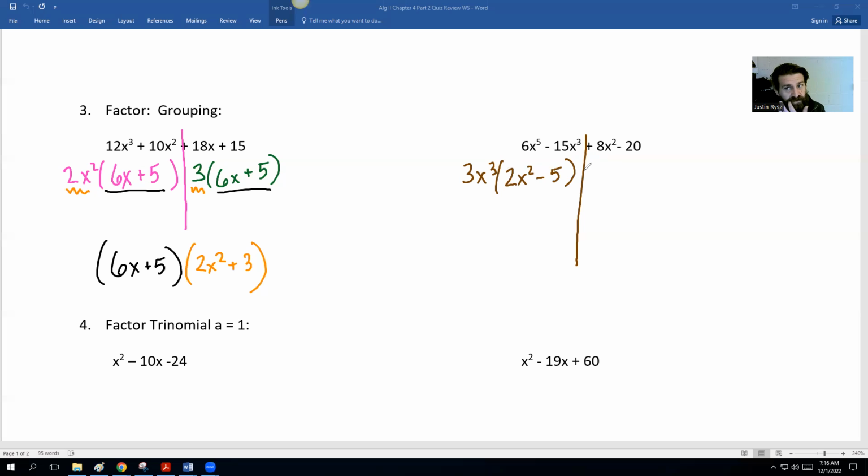Now on the other side, what can we divide 8 and 20 both by? That would be 4. If we divide it by 4, that just becomes a 2x squared. And hey, 20 divided by 4 is 5. So, yep, we have the same 2x squared minus 5. So that's one parenthesis. And the other parenthesis is what's on the outside, the 3x cubed and a 4.